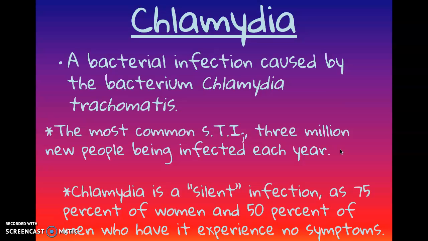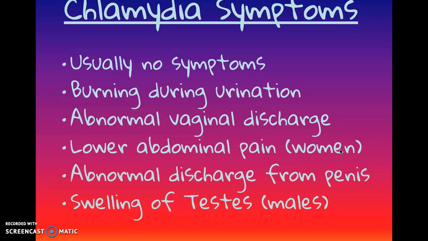It's also known as the silent infection because 75% of women and 15% of men who have it will have zero symptoms. But if there are symptoms, burning during urination is one of the most common. So when you go to the bathroom, it might feel like a strong burning sensation. Ouch. For women, they may have some abnormal vaginal discharge or abdominal pain, might sort of feel like menstrual cramps. And then for males, if they have a symptom, it could be abnormal discharge from the penis or the swelling of the testicles.